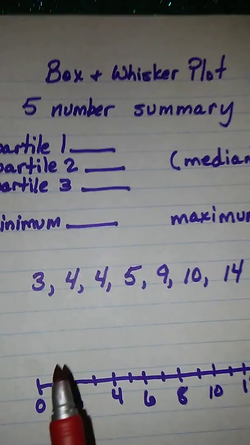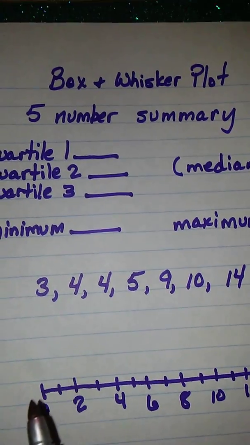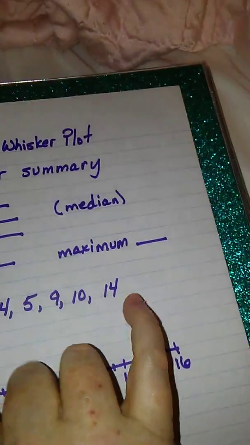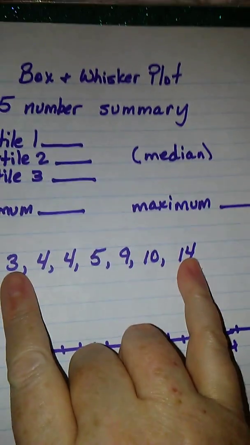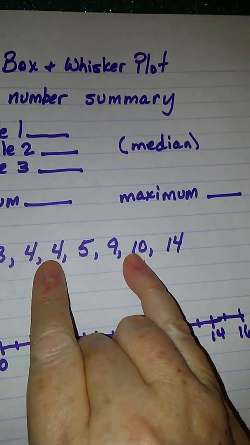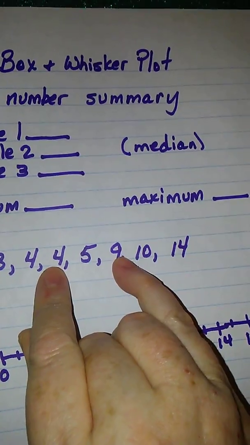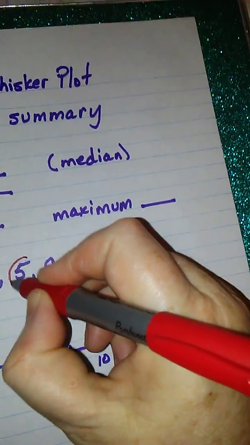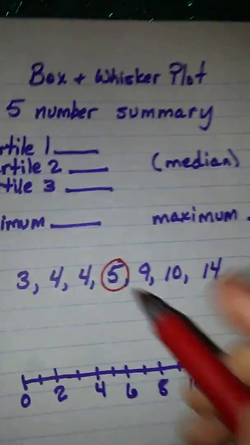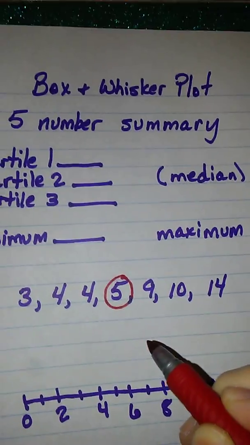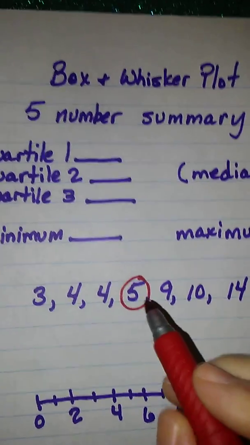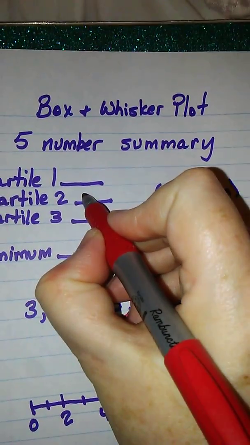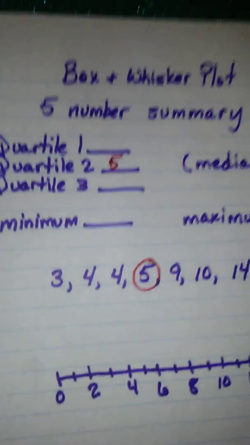The first thing we're going to do, students, is find what we call the median. Median means middle, so we're going to find the middle number. The way that I do that is I start on the ends and count in. The number that's in the very middle of all of the data is 5. And so that is called our median, or quartile 2. So I'm going to list that up here in my 5-number summary, right where it says quartile 2.